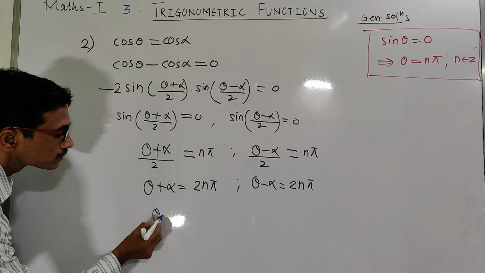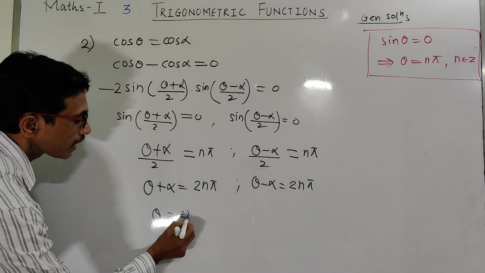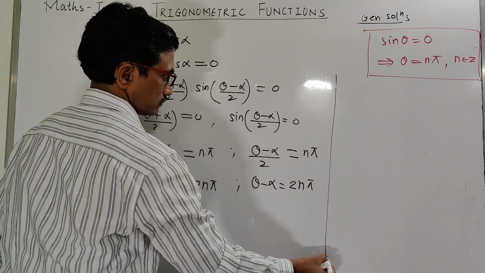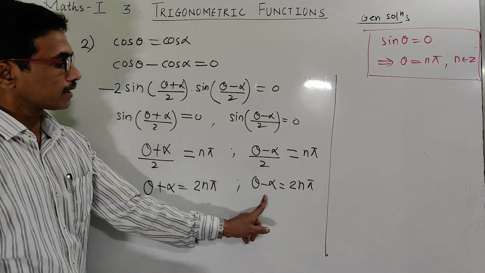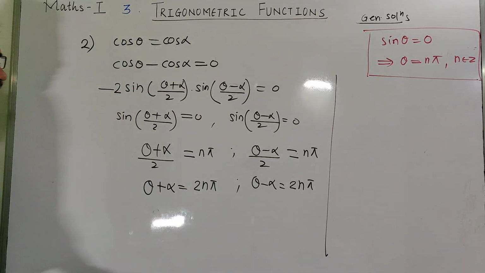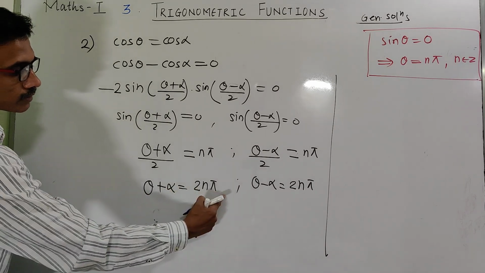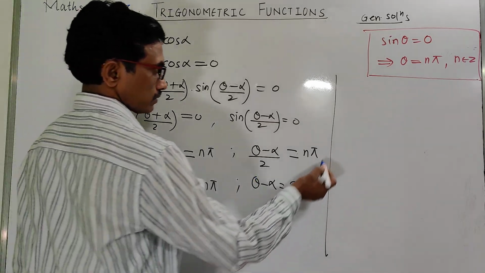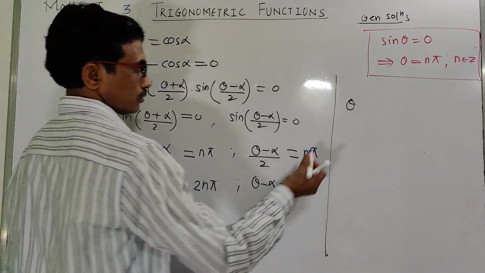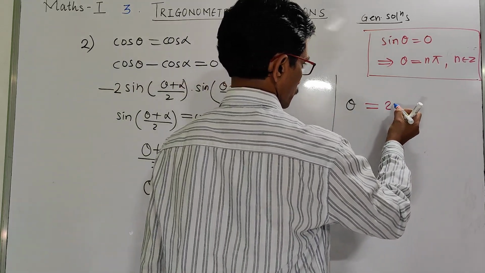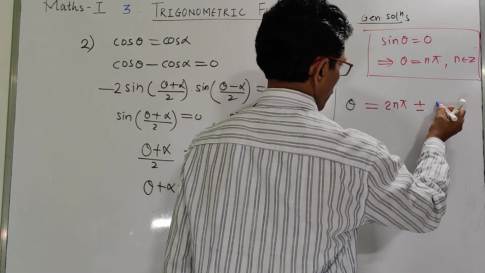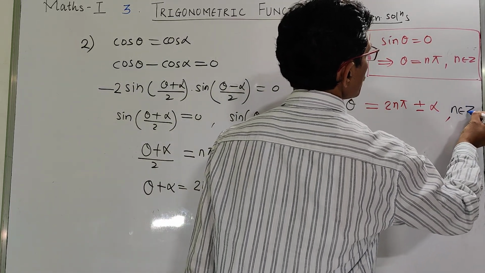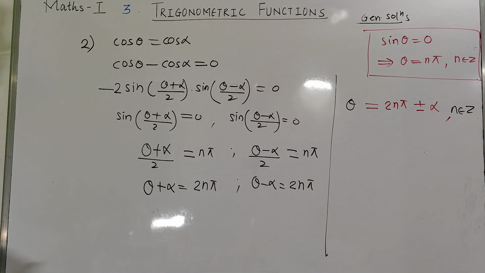Combining both, theta is equal to 2n pi minus alpha, and theta is equal to 2n pi plus alpha. See, if we transfer this alpha to the right hand side, minus alpha becomes plus alpha. So we can combine both. Theta is equal to 2n pi plus or minus alpha, where n belongs to z. That is, n is an integer.